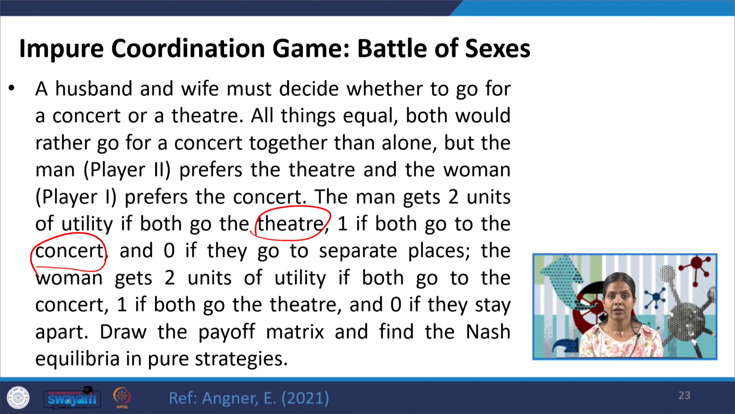So, it is not that going to the theatre alone is preferred. The first preference is that they stick together, but the man enjoys the theatre more, so he gets a utility of 2, and somewhat less, 1, from the concert, but if they go to separate places, it is 0. The woman alternatively gets 2 units of utility if both go to the concert, 1 if both go to the theatre and 0 if they stay apart. Now, draw the payoff matrix and find the Nash equilibria in pure strategies.